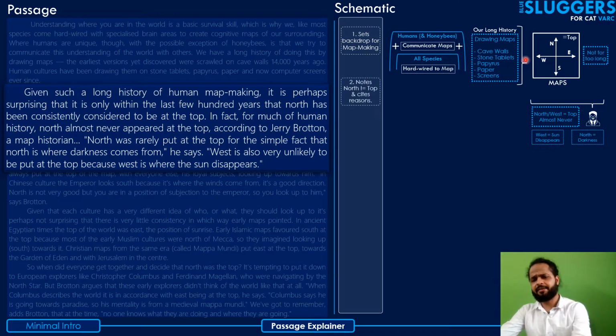So in this paragraph he basically raises the question. He expresses surprise as to wow, that the convention we normally take for granted, that north is always on the top of the map, has not been true for most of history. And then he cites the information from some expert, a map historian, to explain the reason behind that. Okay, so that's your second paragraph. Let's move on to the next one.